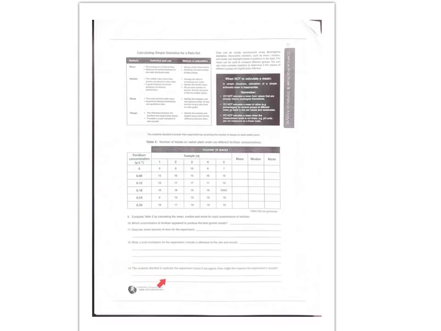The students decide to replicate the experiment, carry it out again. How might this improve the experiment's results? So they're going to do it again. What might improve? Well, you might get rid of that outlier. You might be able to get all of them germinating. You get 100% germination. You get more accuracy. You're going to get more accurate results. You're going to get closer to the truth.